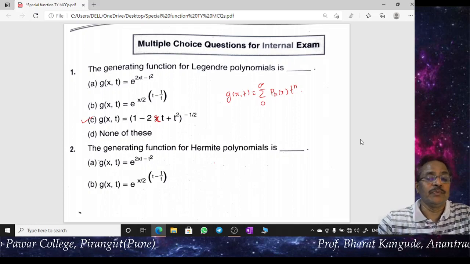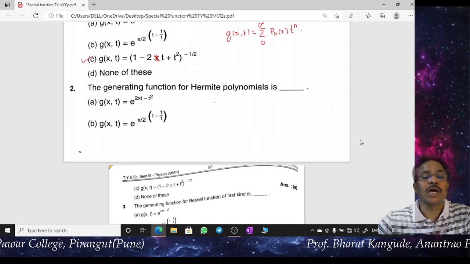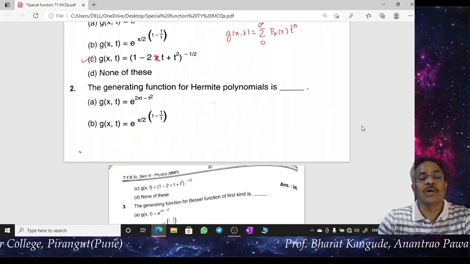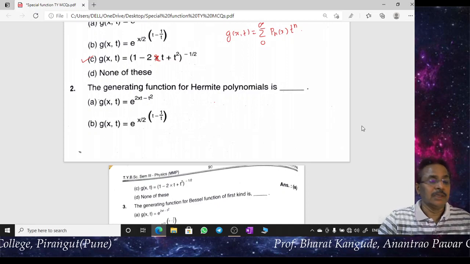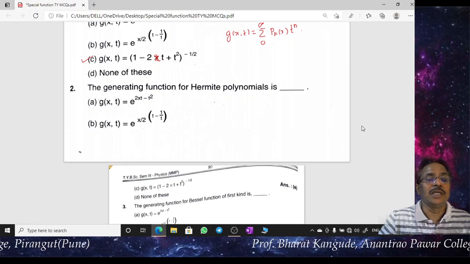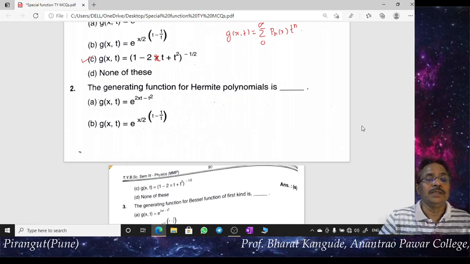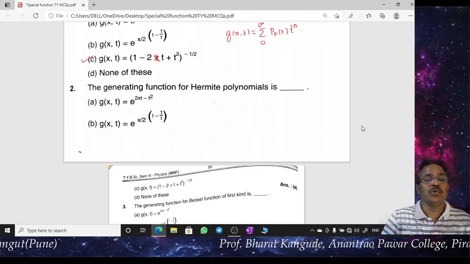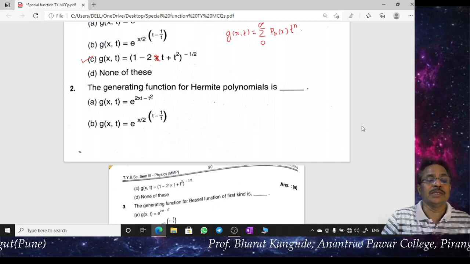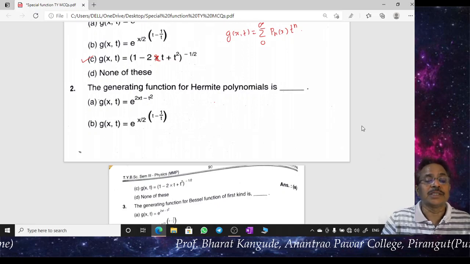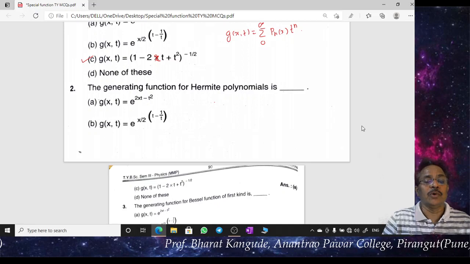Now question 2, the generating function for the Hermite polynomial is. Here also, this is again a memory based question. Earlier we have seen the generating functions. Option A is g of x,t is equal to e raised to 2xt minus t square. B is g of x,t is equal to e raised to x upon 2 into t minus 1 upon t.